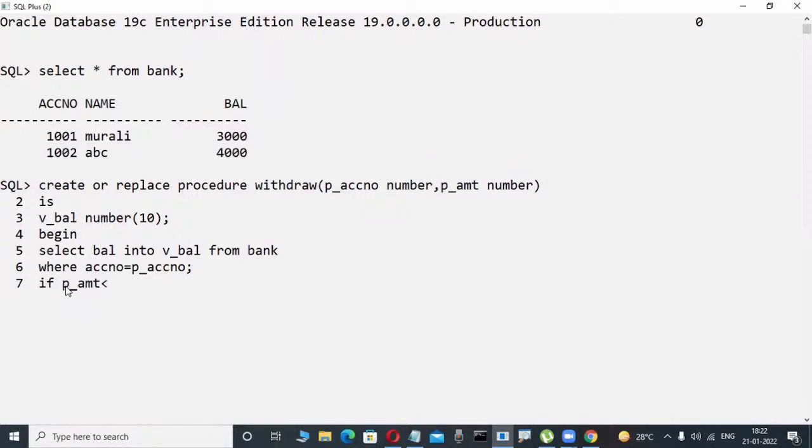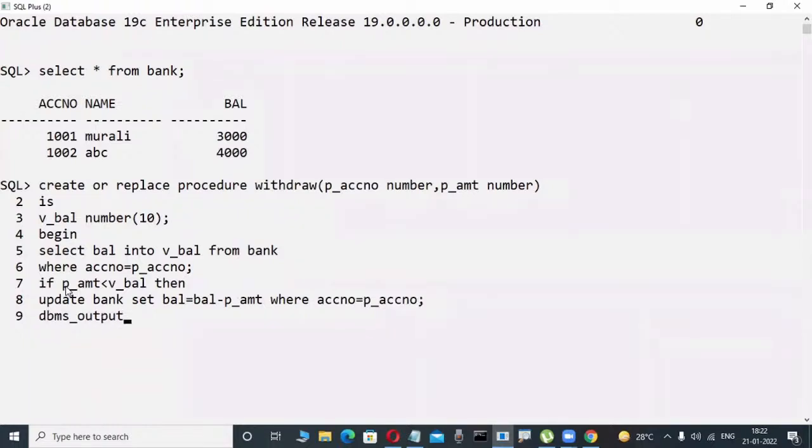Suppose here, logically observe, not the coding. Here that amount is less than the available balance. And then I want to affect that in the database. Update table name, set balance is equal to balance minus p_amount. Something is there where coding is there. Okay, fine. Now check it out. Here I am writing some message, same like Java. Some message I try to display: your transaction is successful.